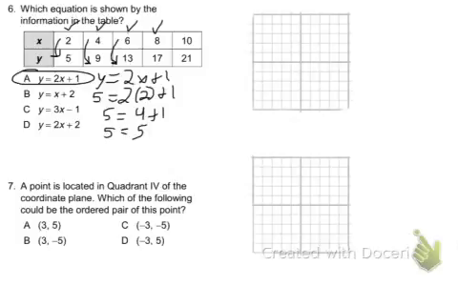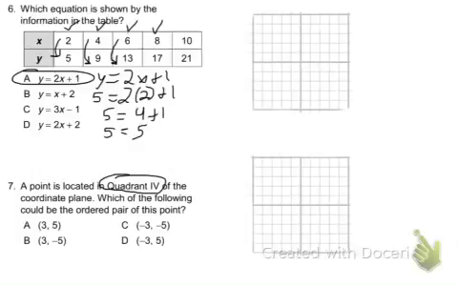And we could always graph this. I have the graph there, but I don't think we need to. We can just plug in the numbers and see if they work. So number 7. A point is located in quadrant 4 of the coordinate plane. Which of the following could be the ordered pair of this point?